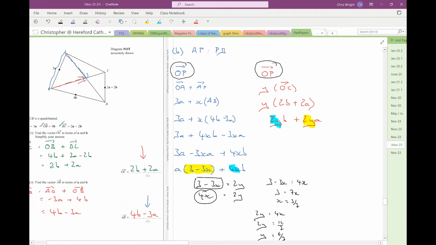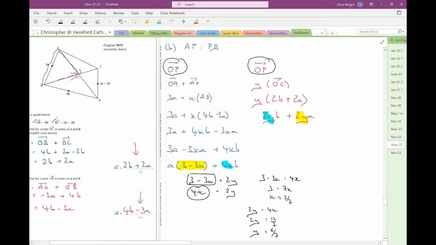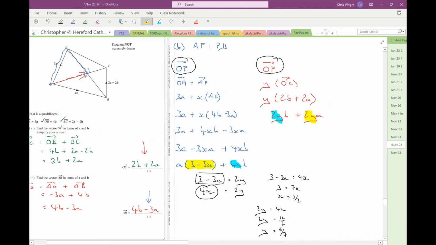Now the question asks me to find the ratio AP to BP. That is here, look. AP to BP. Well, I've said that AP is equal to an x of AB. So AP, which is this blue line here, is equal to an x, 3 sevenths of the whole line.